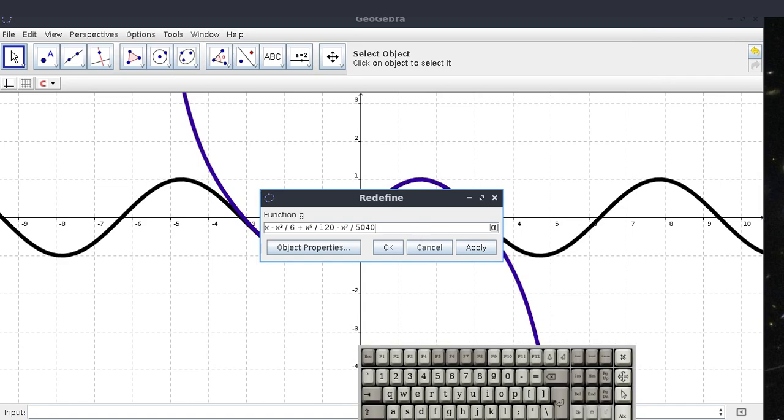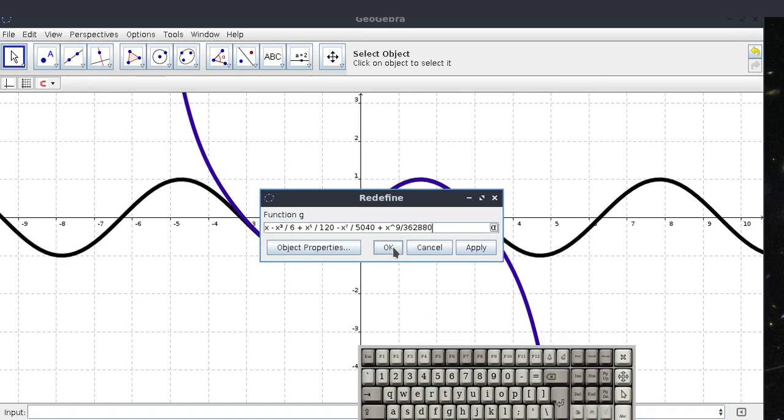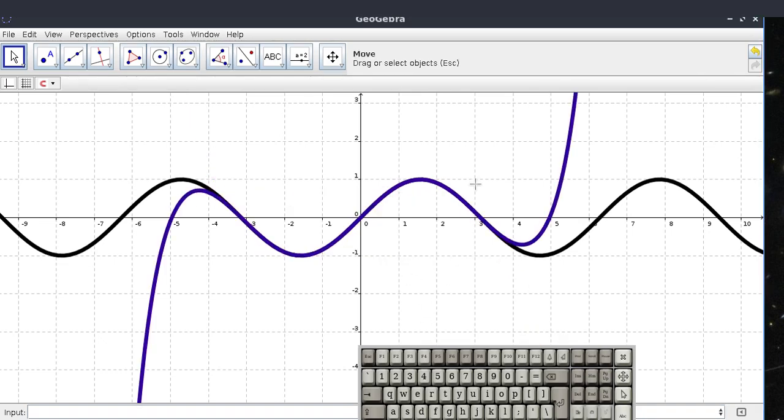So plus x to the power of 9 over 3. Trying to press the 3 on the laptop itself is not working. 362,880. Was it that? Let's look back. 362,880, right? That was it. Okay. You see that?